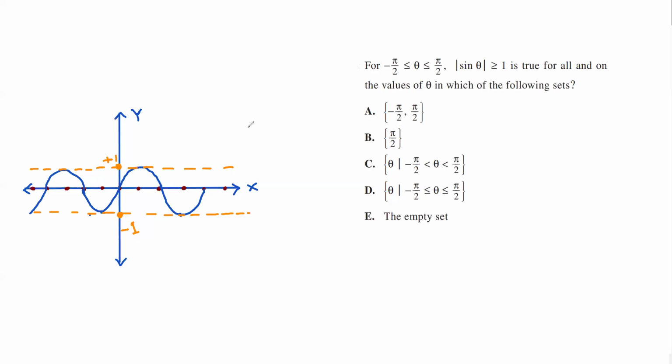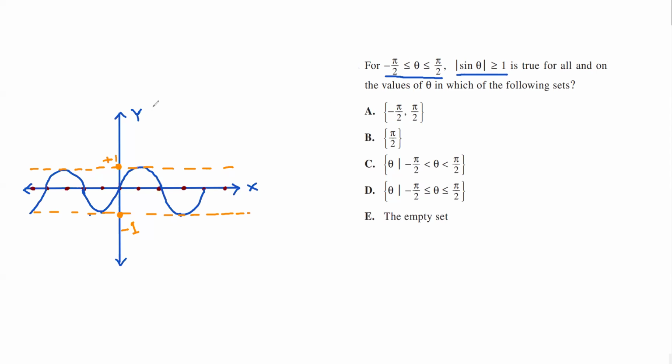Hi everyone. So today we are going to take one more question from ACT previous year papers. It says in this domain, negative pi over 2 to pi over 2, the absolute value of sine theta is greater than or equal to 1.